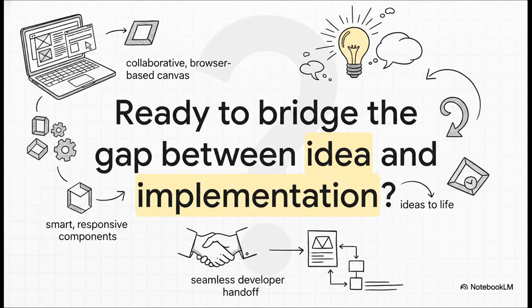So when you look at the whole picture, from a live canvas that lets everyone collaborate, to smart components that build themselves, all the way to a seamless handoff to developers, Figma really does support the entire product design process. It's so much more than a tool for making pretty pictures. It's a platform for taking ideas and making them real, faster, and better than ever before. So the only question left is, what are you going to create?